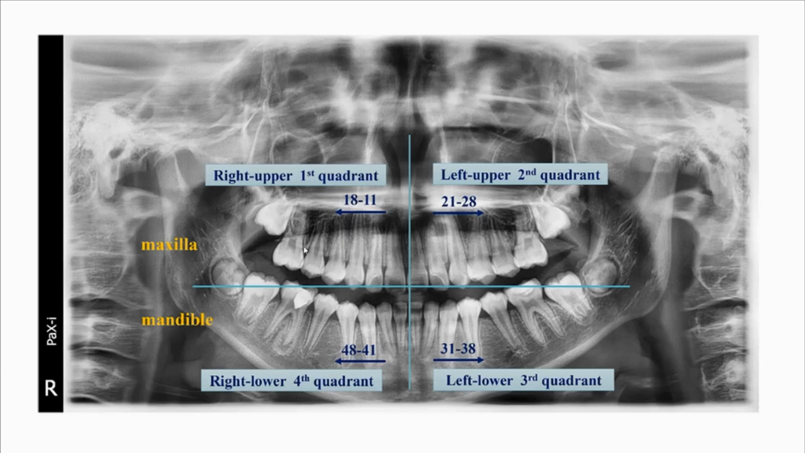So in total, we go from 1.1 to 1.8, and then from 2.1 to 2.8, 3.1 to 3.8, and 4.1 to 4.8. We don't go continuously, and always remember that we start from the midline. We don't start from the end, no. We always start from the midline towards the end, and again from here, the midline towards the end.